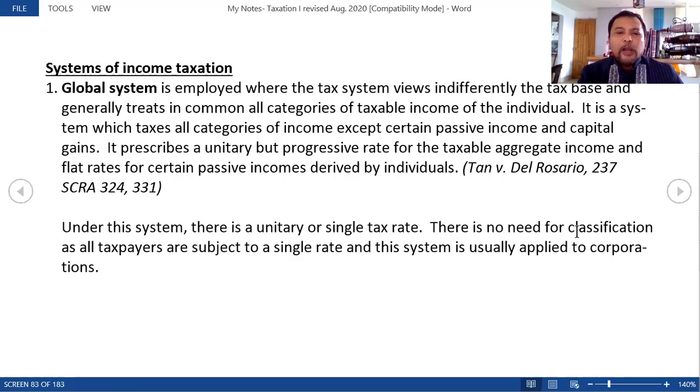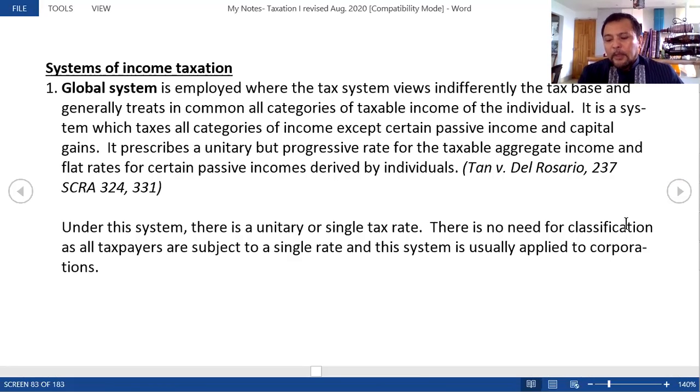It prescribes a unitary but progressive rate for taxable aggregate income and flat rates for certain passive incomes derived by individuals. So under the system, there is a unitary or single tax rate. There is no need for classification as all taxpayers are subject to a single rate, and this system is usually applied to corporations.